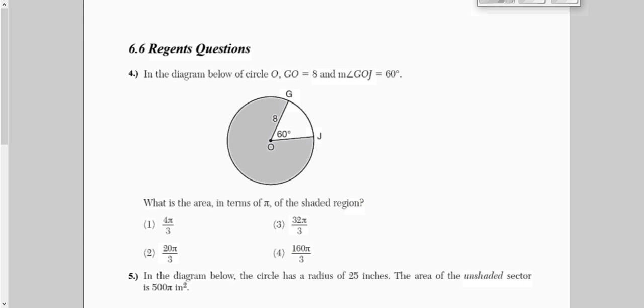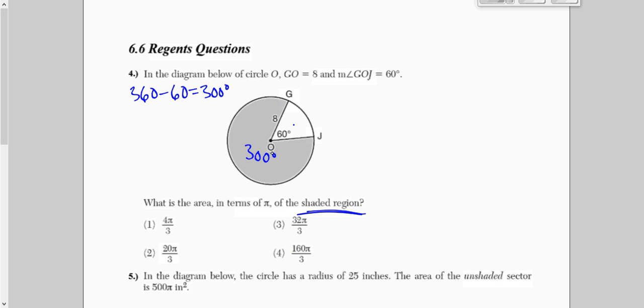Hopefully you've read it thoroughly and taken a stab at it. So they want the area of the shaded region. Be careful, don't find the area of that sector where they gave you the angle. We need the angle for the shaded region. That's just 360 minus 60, which gives us 300 degrees. So this is a 300-degree angle for the shaded sector.